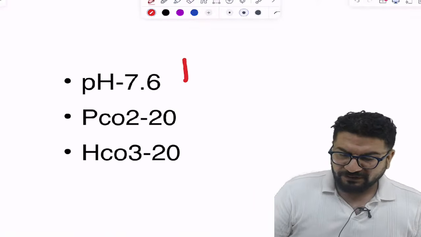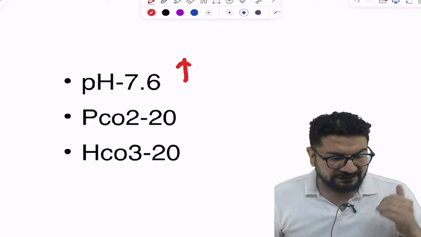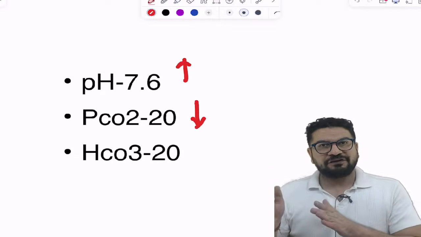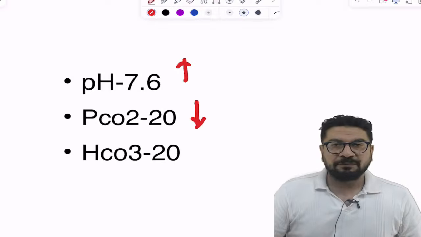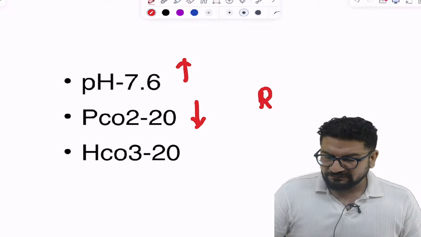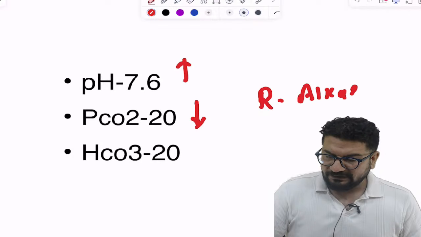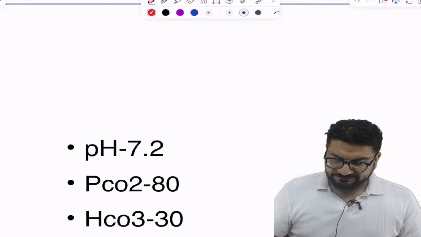Look at this, pH is more. I am going a little fast because this is the revision class, not your main class, so we are just trying to preserve your time. pH is more, PaCO2 is less. Normal value of pH is 7.35 to 7.45. Now you can see directions are opposite. Opposite direction means it is respiratory, and pH is more, that means it is respiratory alkalosis. Done? Okay, let's see the next one.